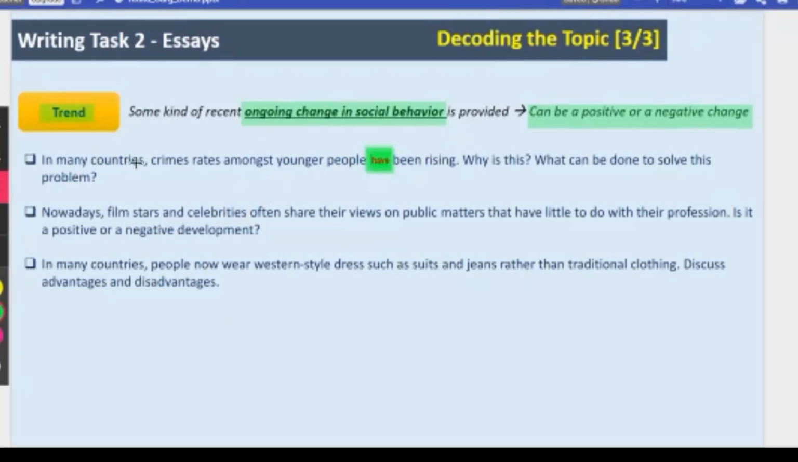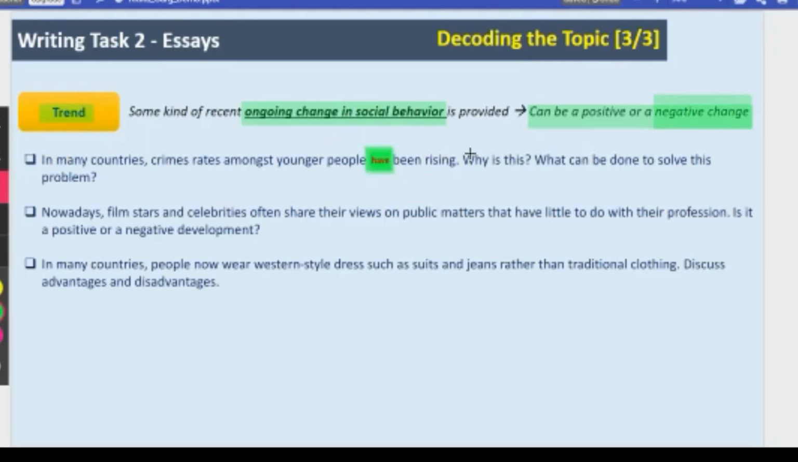Okay. So in many countries, crime rates among young people have been rising. So what they are saying is that these days it has come to notice that in several countries, crime rates, especially across the younger crowd, teenagers or people in their early 20s, are rising because they are getting indulged in crimes. So this is a trend. This is some kind of change. Yes, this is a social behavior, but it is not a positive social behavior. It is a negative social behavior.